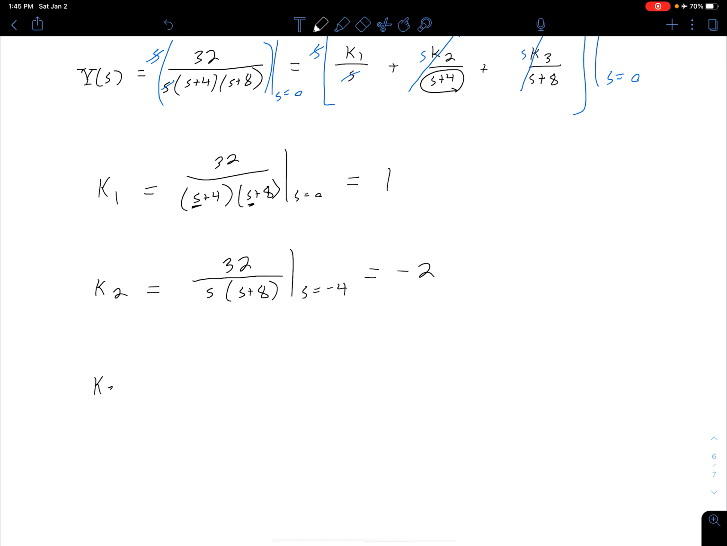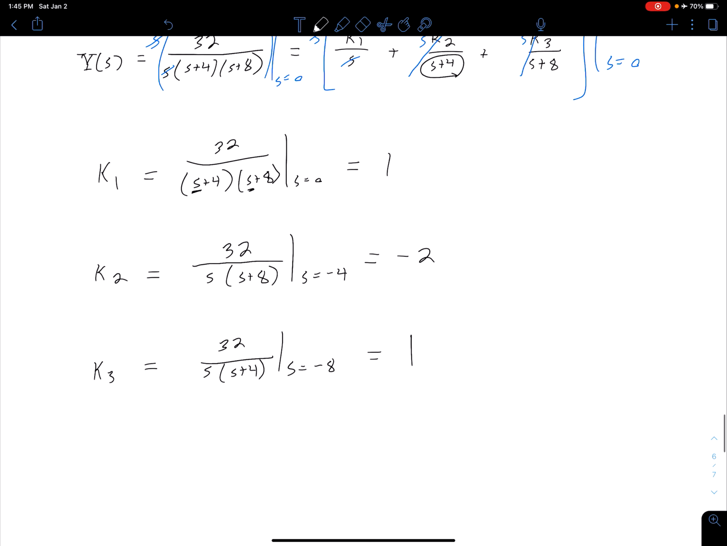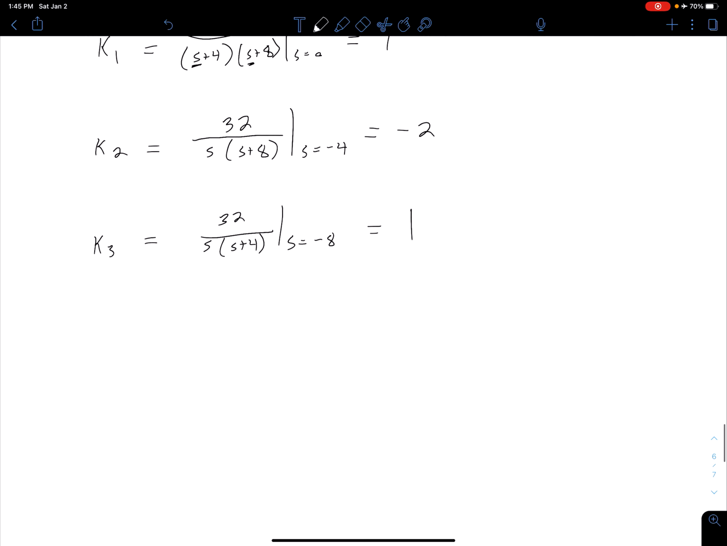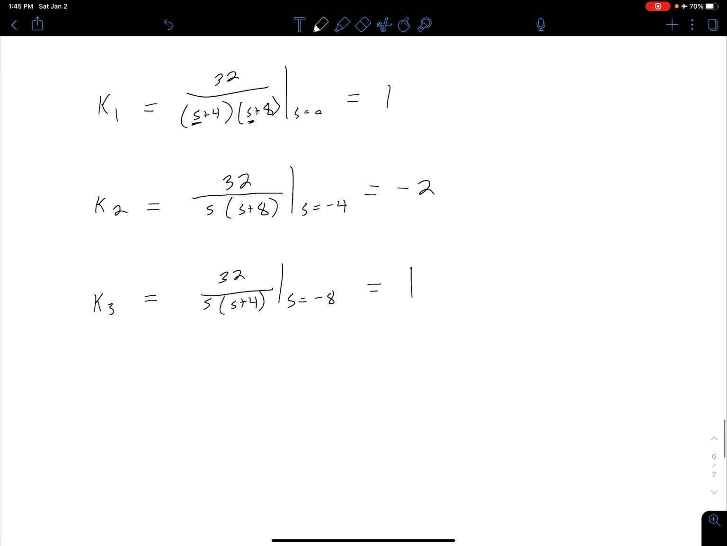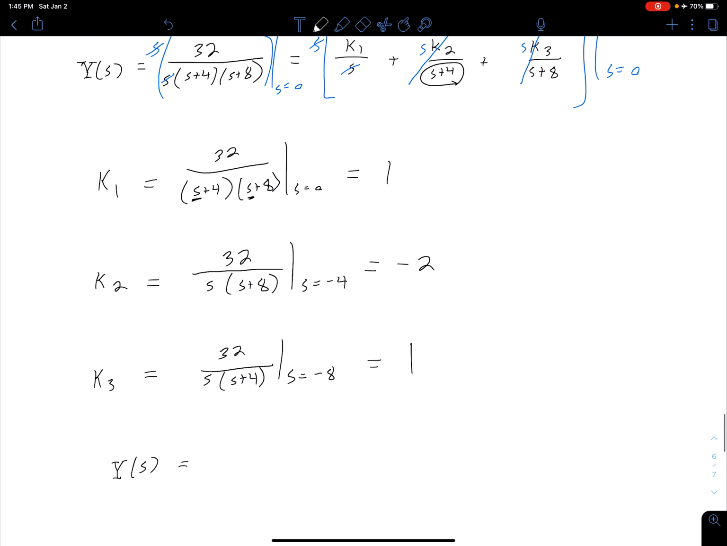Similar process for k3, we can say k3 is equal to 32 divided by s times s plus 4 evaluated at s equals -8. Plug in -8 for the two locations we have s, and we find that k3 is equal to 1. If you have any questions about any part of that process, definitely let me know and I'll be happy to go into detail. I just don't want to spend too much class time doing that.